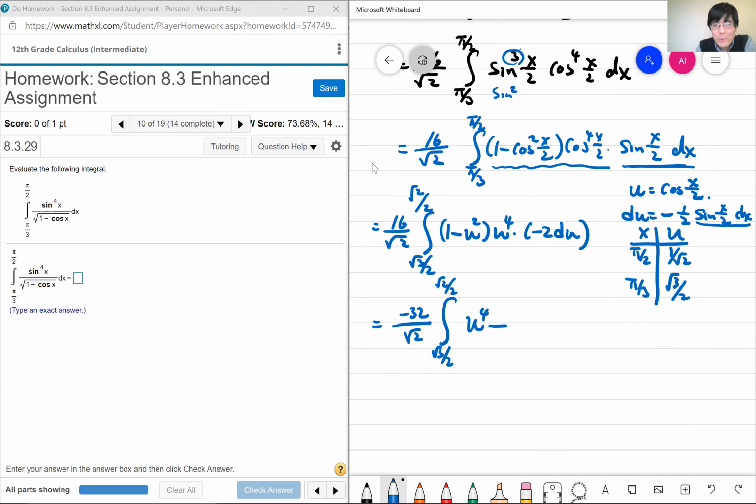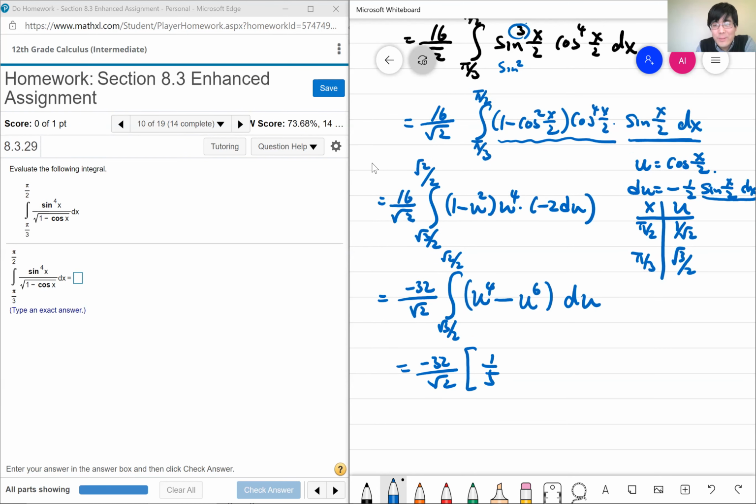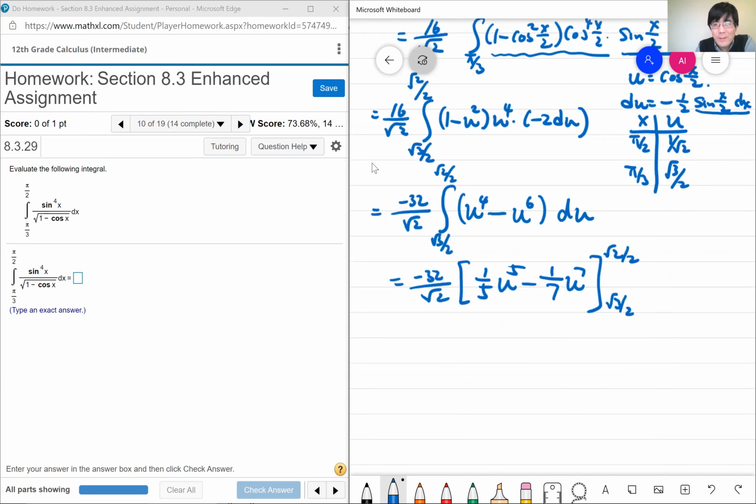It's going to be u to the 4th minus u to the 6th, which is terrible. Okay, so after we integrate this, you're going to get 1/5 u to the 5th minus 1/7 u to the 7th, and you're going to plug in these numbers. Okay, that's going to be kind of ugly. Let's put u to the 5th out.